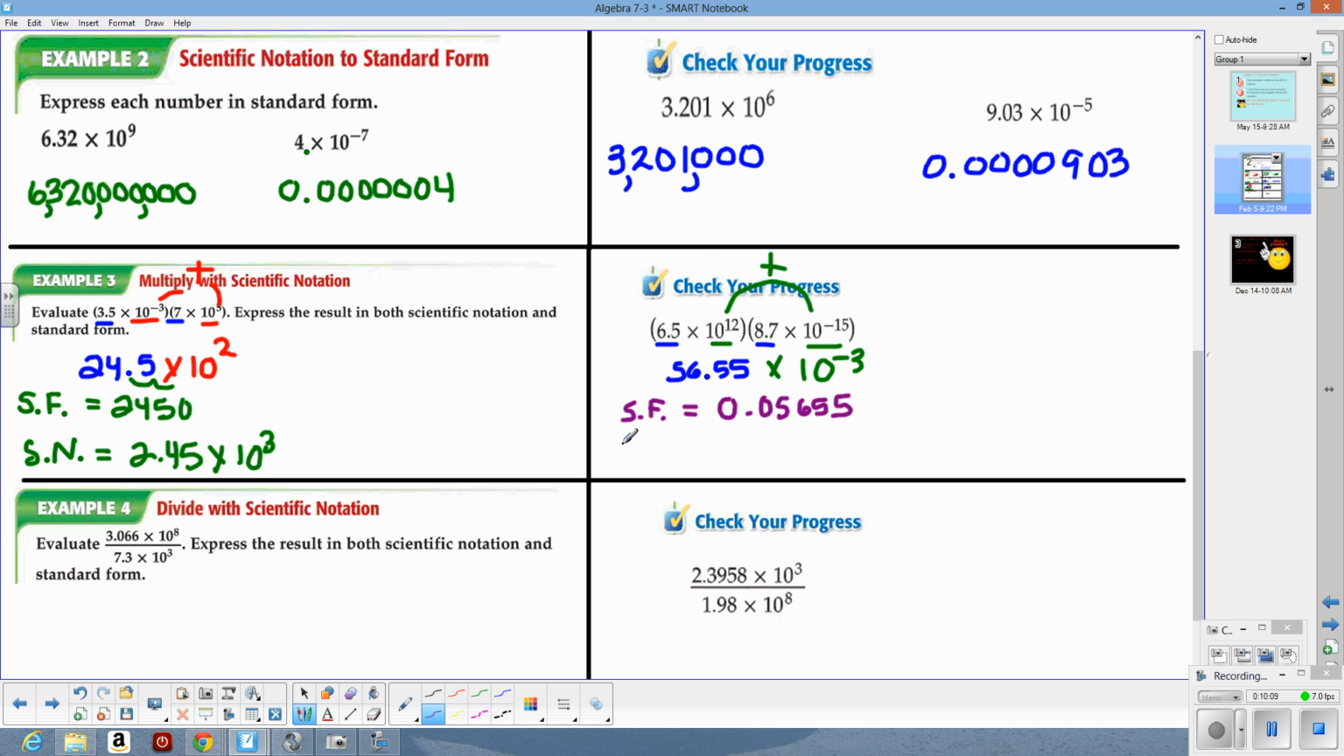And now we're going to put it into scientific notation. We're going to move the decimal so we have a number that's at least 1 but less than 10. So it's going to move between the 5 and the 6. 5.655 times 10. And since this is a little number, it's going to be a negative exponent. And we moved it 2 places, so it's negative 2.